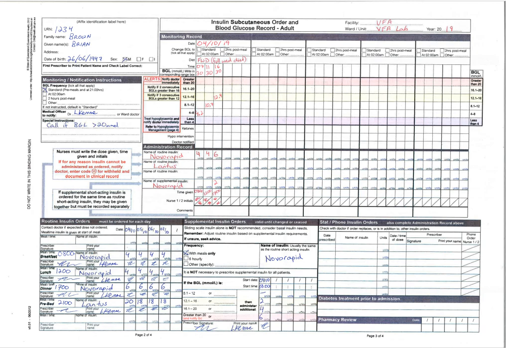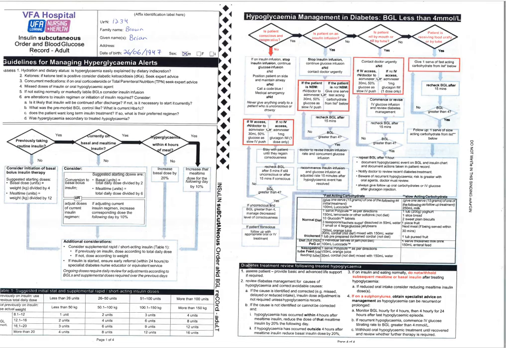Okay, so I want to just move down to the other side of this document. So there's 2 sections, guidelines for managing hyperglycemia and hypoglycemia management. So let's look at hypoglycemia management first. This is if the blood sugar is less than 4 millimoles. This is an emergency situation and it must be dealt with immediately. So all the nurse needs to do is follow these instructions.